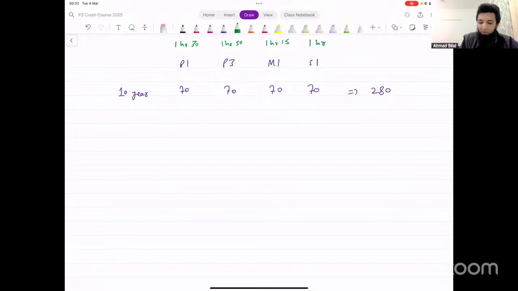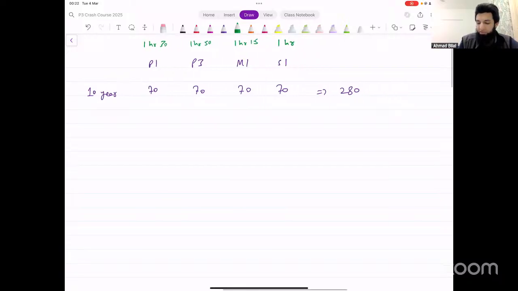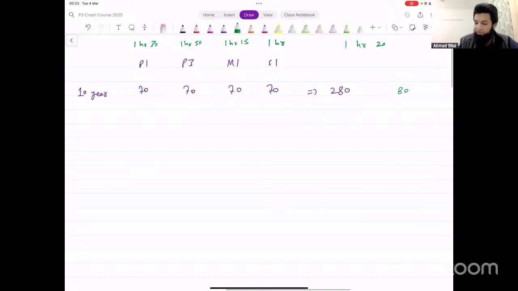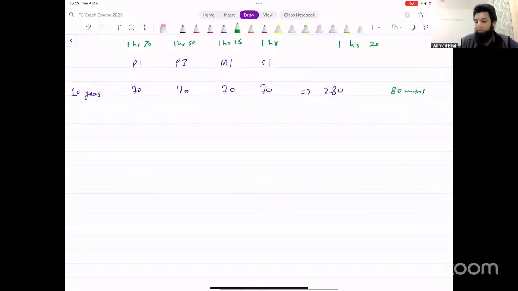For S1, you might be able to do them quicker. Let's say 1 hour. What's the average of these? 1 hour 30, 1 hour 50. Average of that is 1 hour 40. This average is 1 hour 10. And okay, so let's do a conservative estimate or an optimistic estimate that you're on average able to do 1 paper in 1 hour 20 minutes, right? Across these 4 papers. Let's take an average of 1 hour 20 minutes. That's 80 minutes per paper.